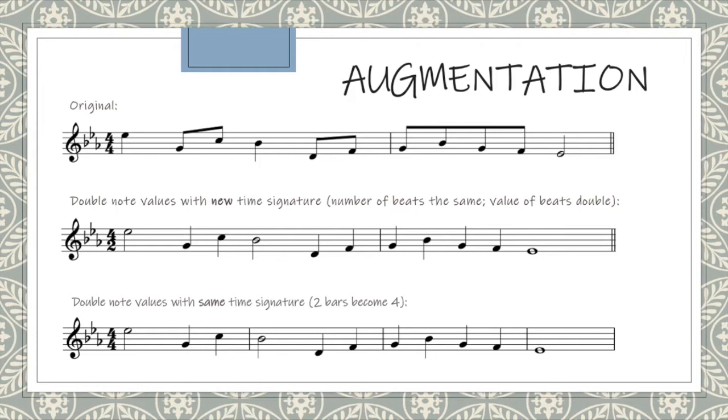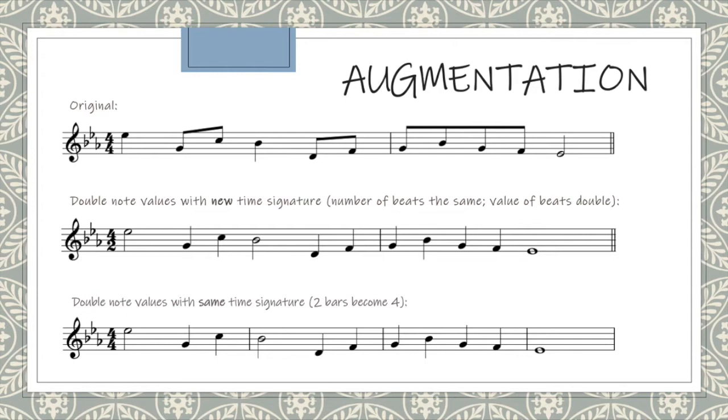Augmentation means that the note values are doubled. Therefore, you may need to change the time signature. In the first example, the note values have been doubled and the time signature changed to 4 minims in a bar instead of 4 crotchets in a bar. Therefore, you can maintain 2 bars.